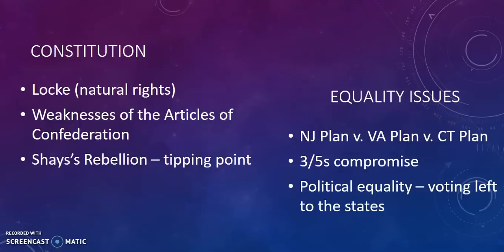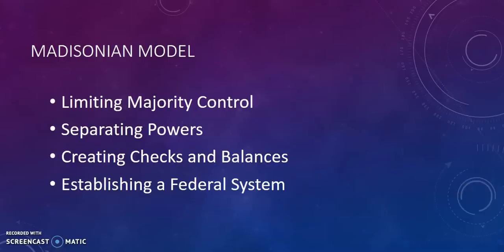3/5, of course, is going to be the number there. And then, of course, political equality. In terms of voting requirements, this is ultimately going to be left to the states. It would be a little bit too complicated if you just had it at the federal level. So you have some state action there.